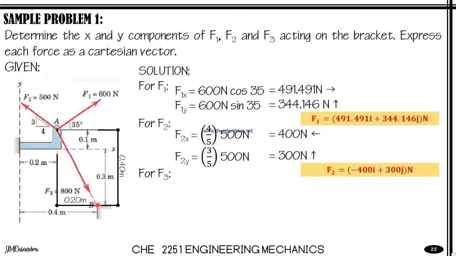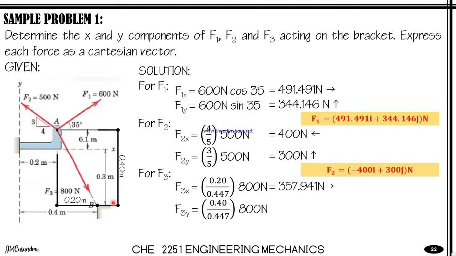Therefore, we can now solve F3x is equal to 800 times 0.2 times the slope of 0.447. And for the F3y component, it will now be 0.4 over 0.447 times 800. So this will now give us a value of 357.941 newtons and 715.542 newtons.